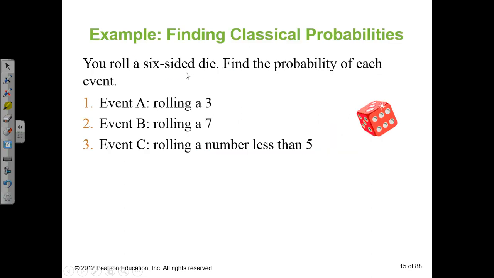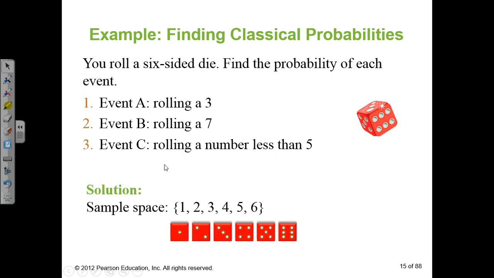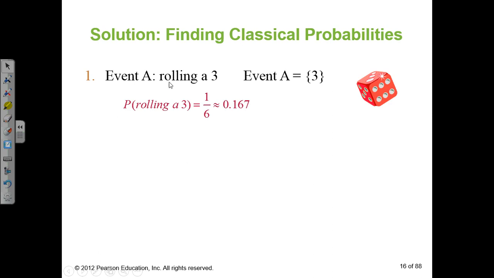Suppose you want to roll a six-sided die. Let's find the probability of each of these events. So our sample space consists of 6 different outcomes. The first one, the event of rolling a 3, 1 out of the 6. So the probability is 1/6 or 0.167.